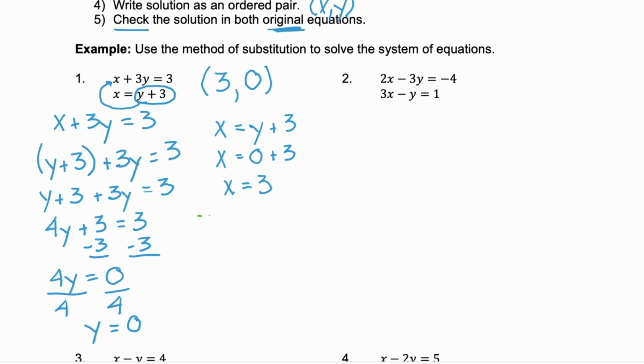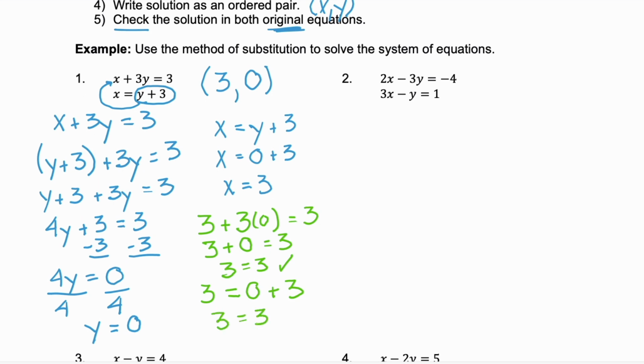Now the next step is to actually check those solutions. So we substitute x and y into our first equation and verify that it's true. Well, we have 3 plus 3 times 0 is 0 equals 3. 3 equals 3? That's true. It actually works for the first one. And then we check our second. Does 3 equal 0 plus 3? Sure does. 3 equals 3 is what that simplifies to. So we've checked our answer, and we know that this is in fact the ordered pair that solves that system of equations. And remember, what this means is that this is the point where those two lines would intersect each other.